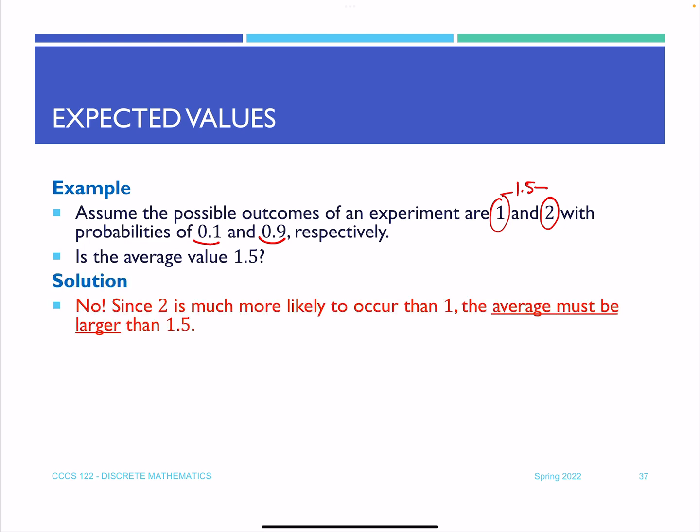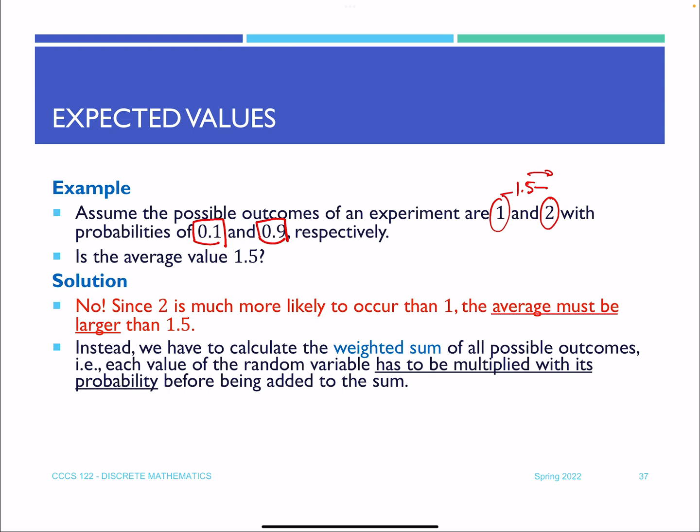The answer is no. 2 is much more likely than 1. Remember? Look at the probability values. The probability that 1 occurs is only 0.1 or 10%. The probability that 2 shows up is 0.9 or 90%. So the average should be larger than 1.5. It should be closer to 2.